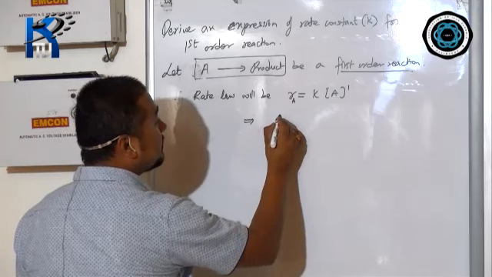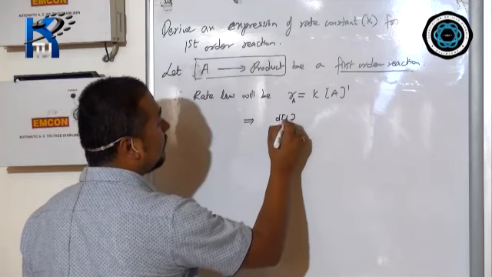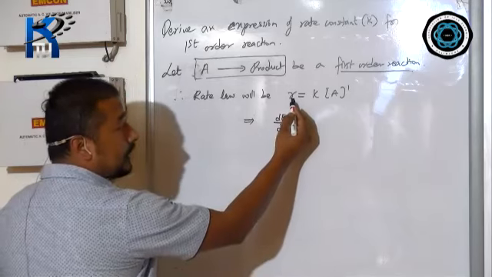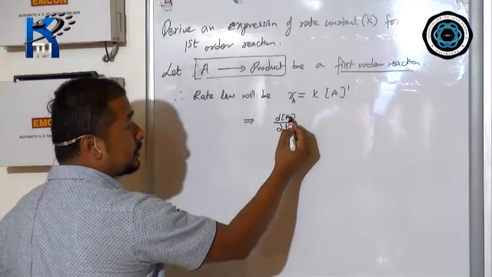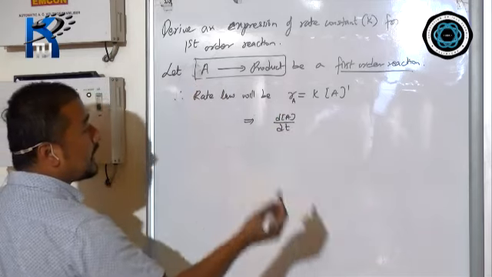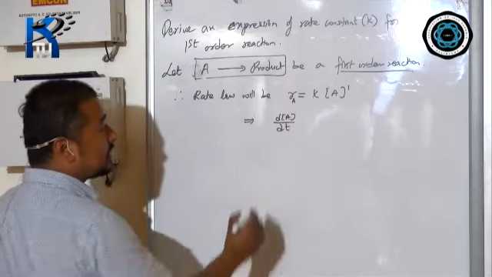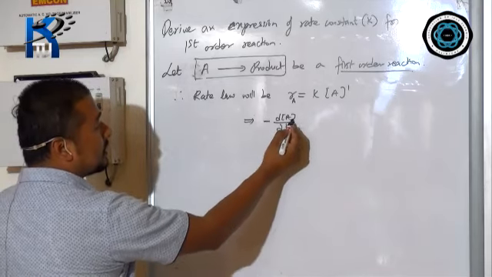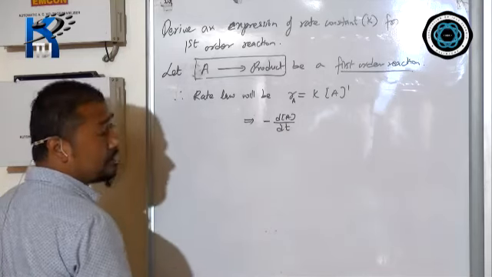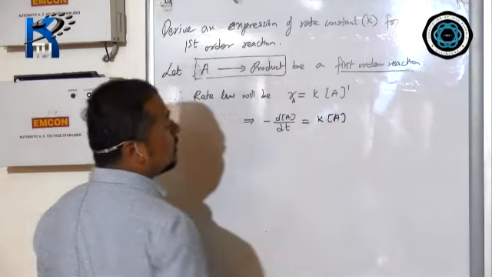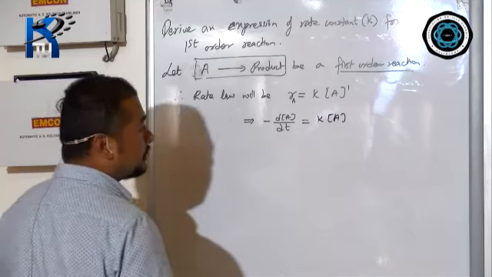So we write change in concentration of A by change in time. We are finding the rate for A, so change in concentration of A by change in time. And since A is the reactant, as the time passes, the concentration of A decreases, so we write here minus. It indicates that as time passes, concentration of A decreases, which is the reactant. And this side will be K into concentration of A. Power 1, no need to write.